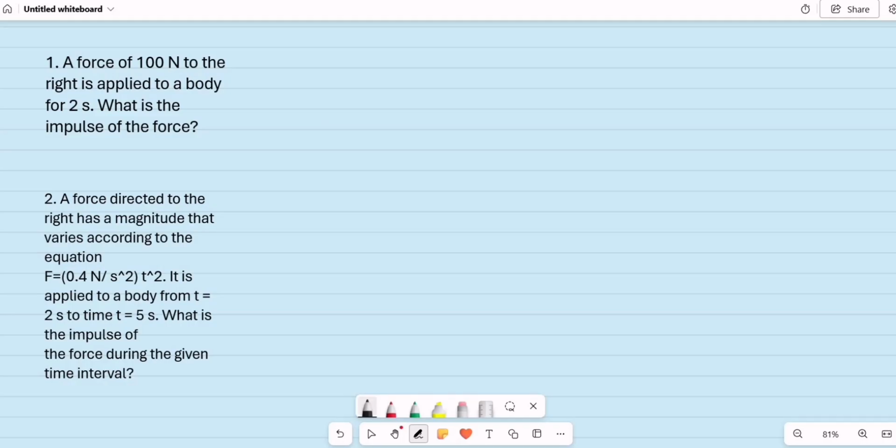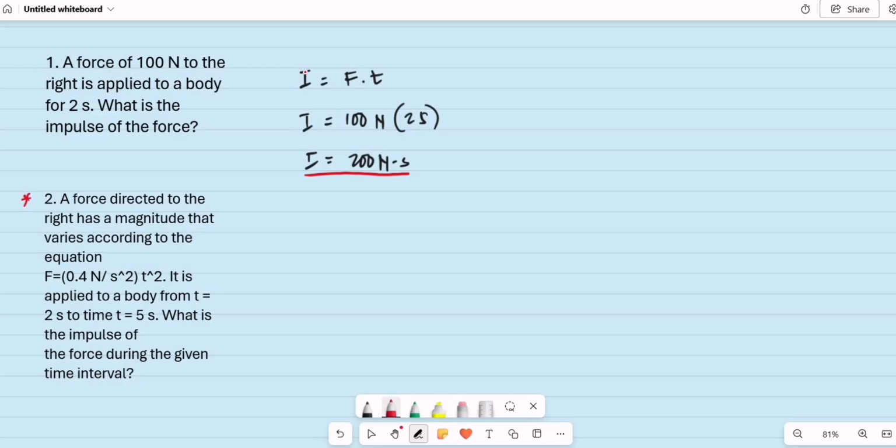So again, how do we compute for impulse? Impulse is simply the force times the time. So the applied force is equal to 100 newtons. It acted for a period of 2 seconds. So the impulse of the force is simply equal to 200 Newton second. So this will be our answer for example number 1. So what about example number 2?